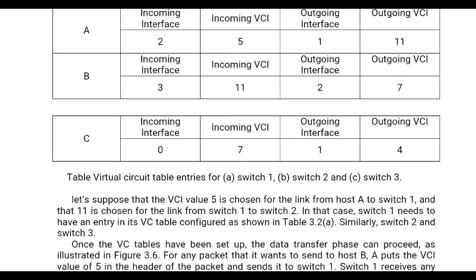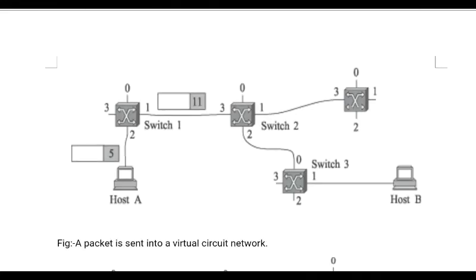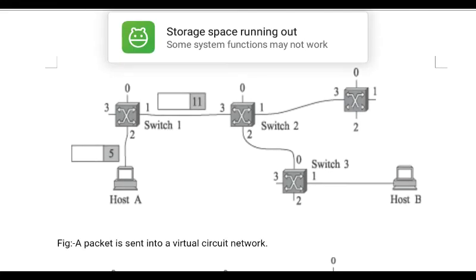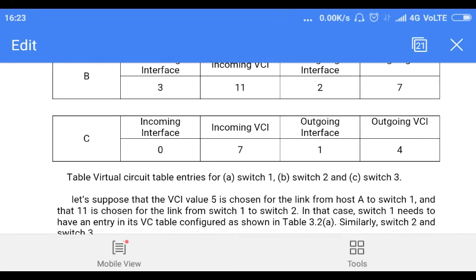What is the incoming VCI? Incoming VCI is 7. Now it is going to see which is the destination. Destination is B. So B is directly connected to port 1 of switch 3. Is it clear? Port 1 of switch 3. Now it is going to put the outgoing interface as 1, outgoing VCI as 4. Is it clear?